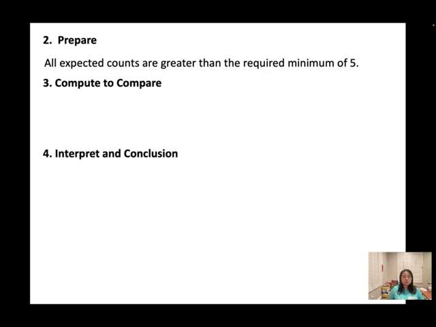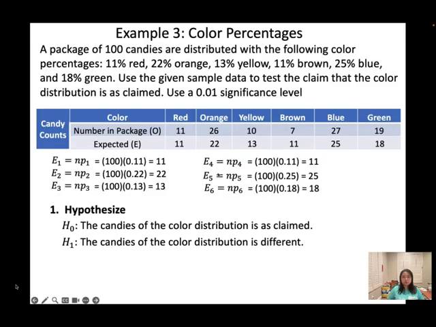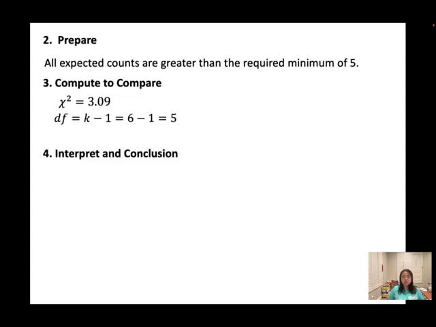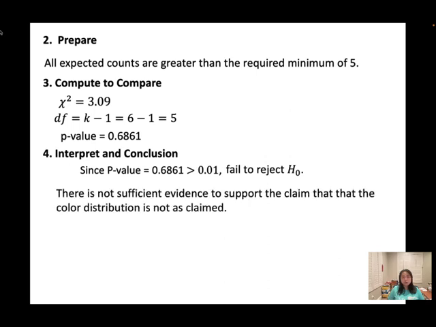Then use the calculator. You should get the test statistic 3.09. Degrees of freedom: how many categories do we have? 1, 2, 3, 4, 5, 6. So degrees of freedom will be equal to 5. P-value will be equal to 0.6861. Okay, so find the p-value and then compare with your significance level. So that will be fail to reject the null hypothesis. Conclusion: there is not sufficient evidence to support the claim that the color distribution is not as claimed.